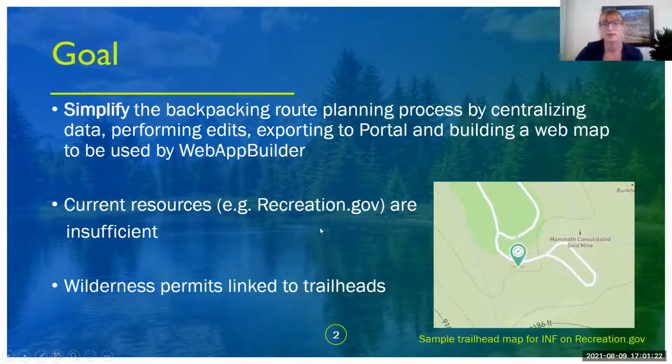A little background on what it takes to get a permit and plan a trip. The wilderness permits are associated with different trailheads. And the image on the right is a sample of what a map looks like on recreation.gov, which is where you would go to obtain a permit. But it lacks enough spatial information. It just shows roads, it shows contour lines, but it doesn't show something very important, which is trails.